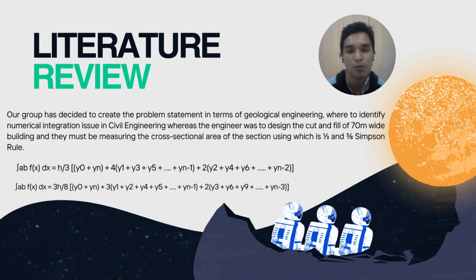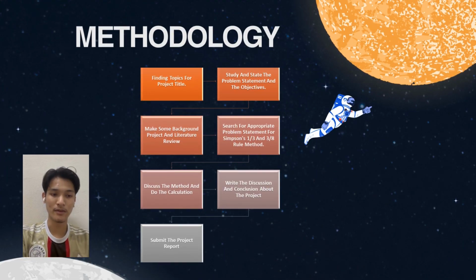So I will explain about the literature review of this project. Our group has decided to create a problem statement in terms of geological engineering, where we identify the numerical integration issue in civil engineering. We want to design the cut and fill of a 70-meter wide building and measure the cross section area using the Simpson 1/3 rule and Simpson 3/8 rule. This first one is the equation of the Simpson 1/3 rule, and the second one is the Simpson 3/8 rule.